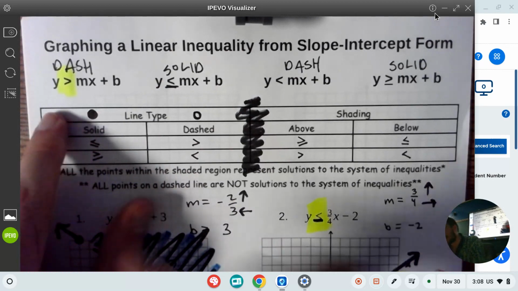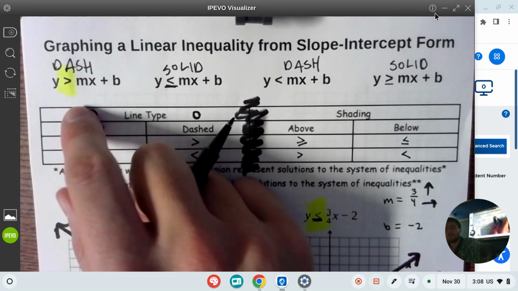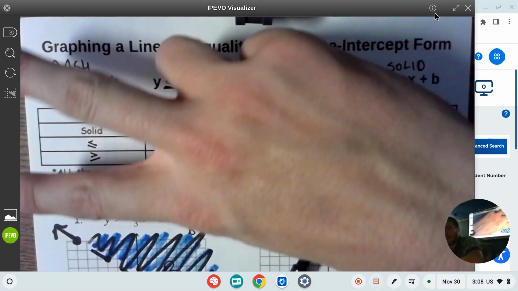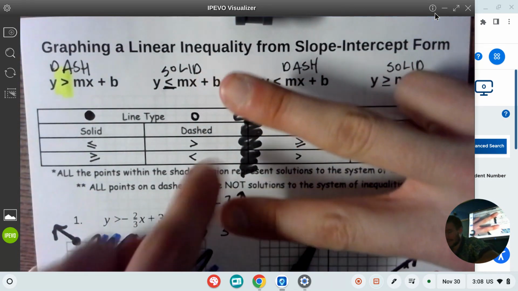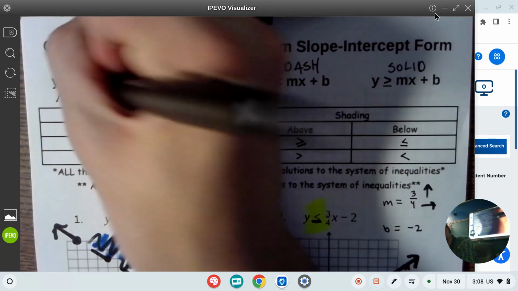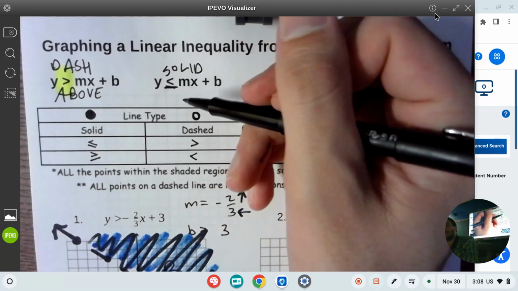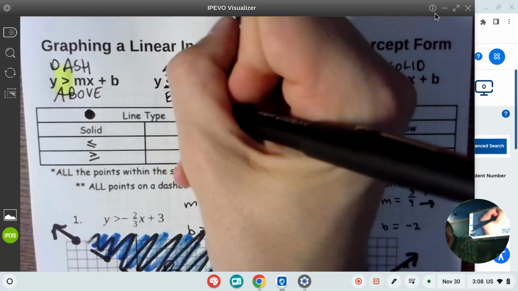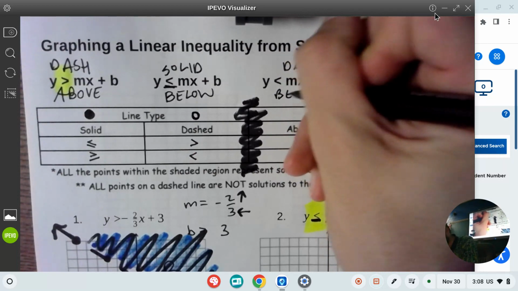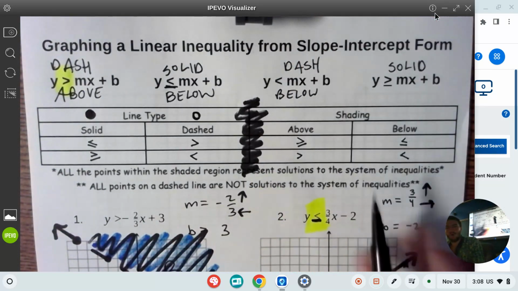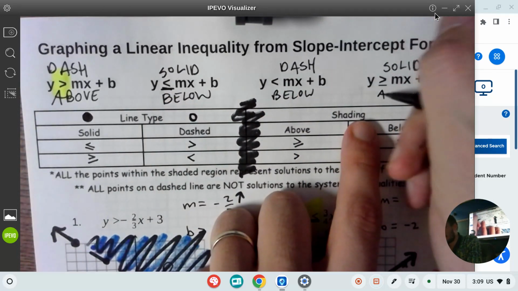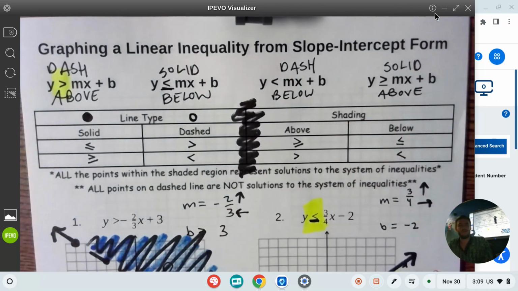Now we're going to do the same thing. Look at this left one. Is it above or is it below? This one right here is a greater than symbol, which I see right here, which is an above. Greater than means above. What about less than or equal to? Am I going above or below? That's a below. What do you think about the third line? It's below again. Below and below. Both of these are below because both of them are less. And what about the last one? Above. It's above. The last one is above.